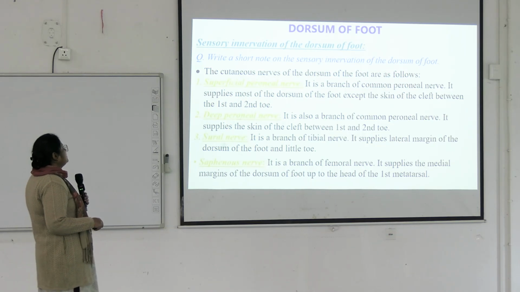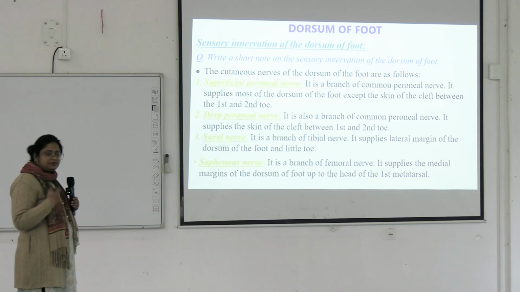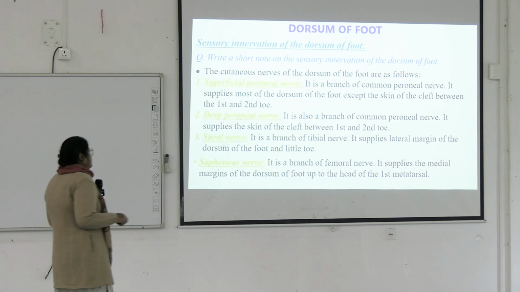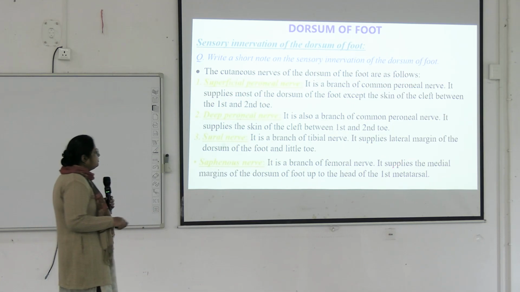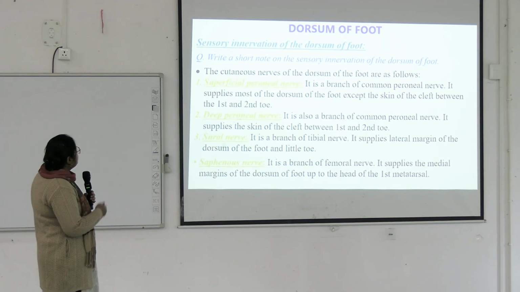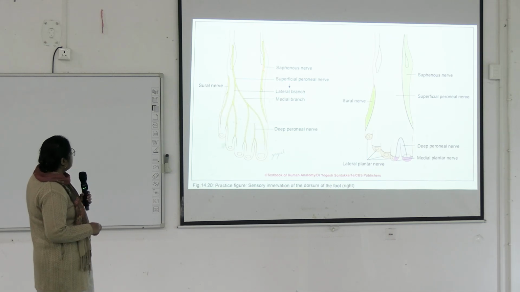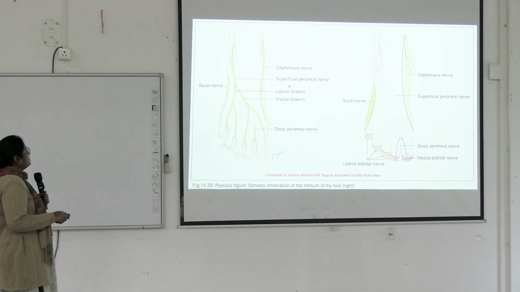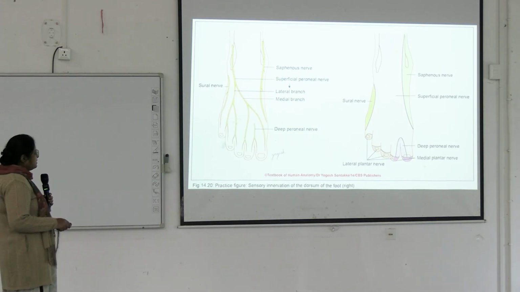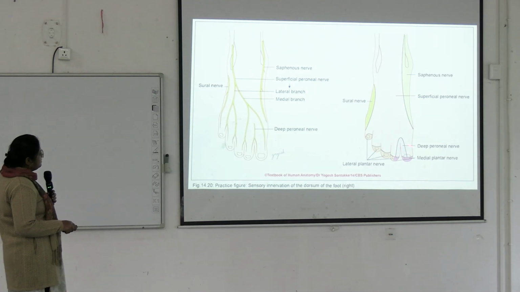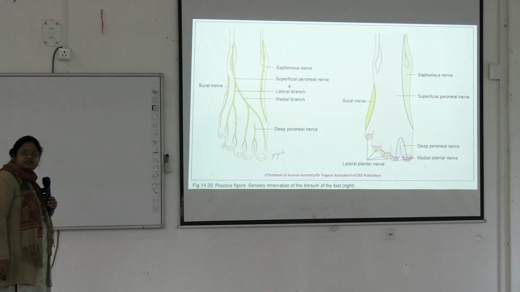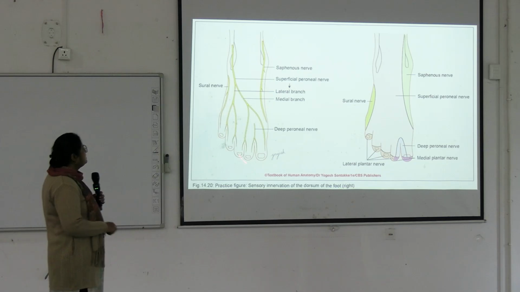And saphenous nerve, it is a branch of femoral nerve. We have got it in the femoral triangle. It supplies the medial margin of dorsum of the foot up to the head of the first metatarsal. So these four nerves are supplying the dorsum of the foot. And you practice this diagram. This diagram is important. This area is supplied by superficial peroneal nerve along with its branches. This interdigital cleft by the deep peroneal nerve, along the medial margin saphenous nerve, along the lateral margin sural nerve. Understood? So these are the four nerves and their supplying areas.